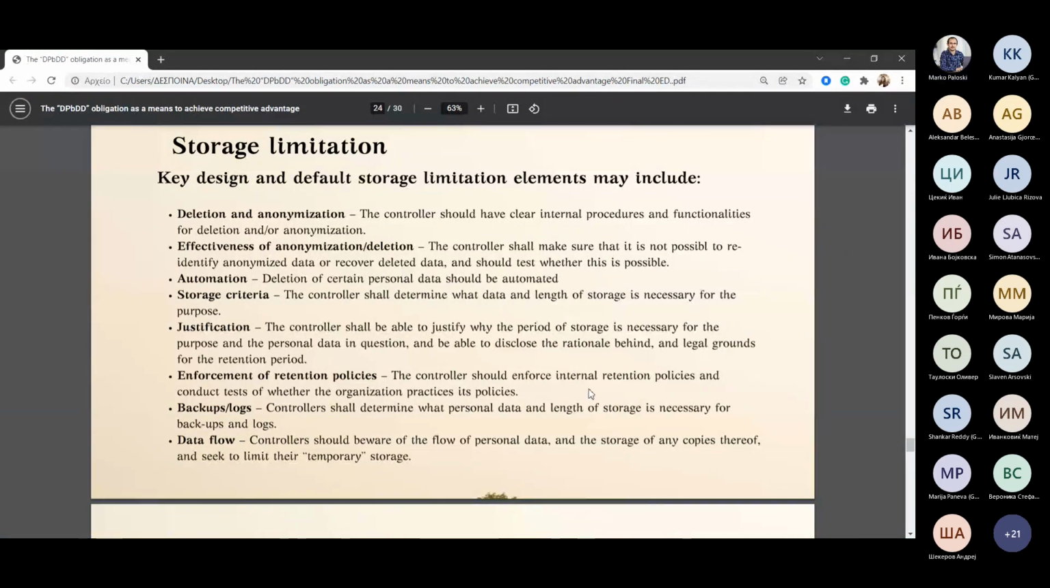Okay. So automation, that means deletion of certain personal data should be automated. Storage criteria: the controller shall determine what data and length of storage is necessary for the purpose. Justification: the controller shall be able to justify why the period of storage is necessary for the purpose and the personal data in question, and be able to disclose the rationale behind and the legal grounds for the retention period.